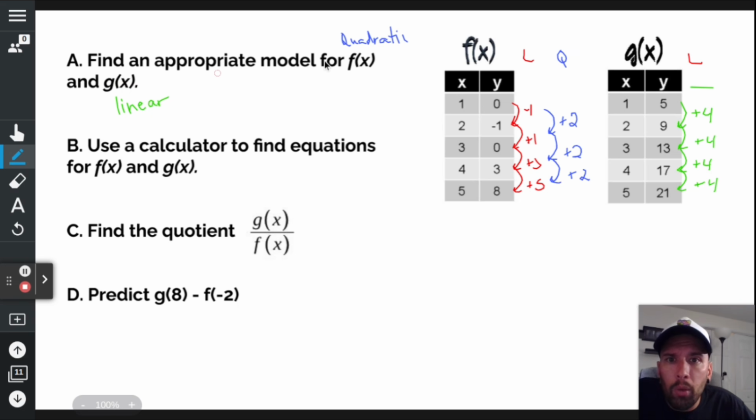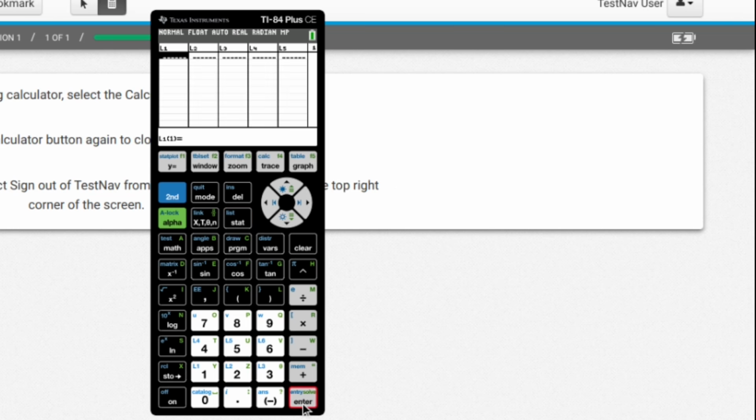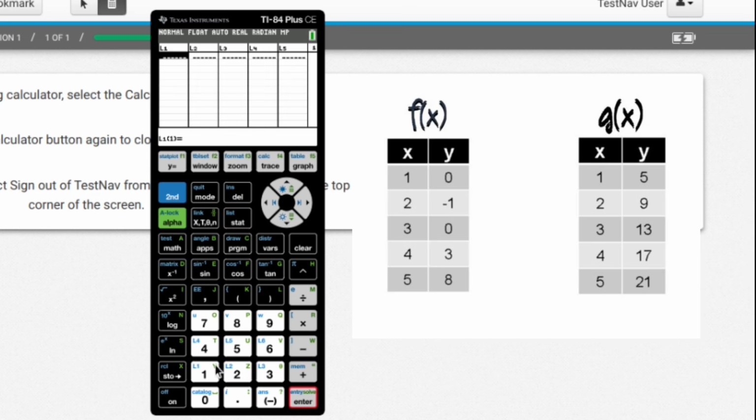Now that I know that f of x is quadratic and g of x is linear, I could use a graphing calculator to find the equations for f of x and g of x. Okay, we just found out that f of x is quadratic, and now we need to find the equation. So let's hit stat, let's hit edit, and let's type in those values. 1, enter 2. I can just use my calculator or my keyboard for this one.